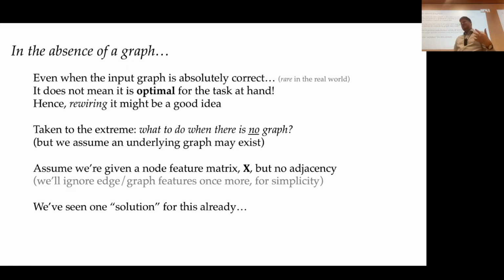So first of all, I want to stress just how important this point is, because you might also assume that your input graph is absolutely correct. Sometimes this happens. It's super rare in the real world, but sometimes it happens. Even then, that might not necessarily be the optimal graph for the problem that you want to solve. I'll give you a simple example. Imagine I have nodes in the graph, and I want my network to predict, are two nodes connected? Like, is there a path from one to the other?